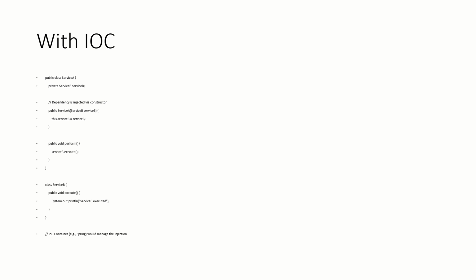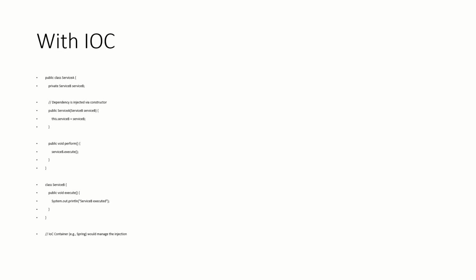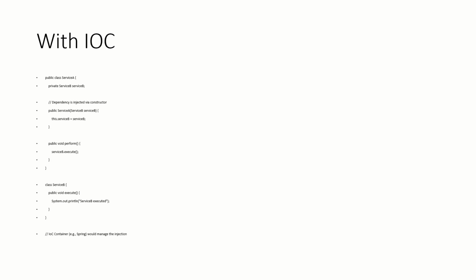Now if you go to this main method, you can see that inside the main we are creating the object of class B, and that object we are passing into the constructor of class A. We are not creating the object of class B inside the constructor of class A itself. We are not doing that, which we were doing in the example without IOC, right? So this is not tightly coupled, this is loosely coupled.